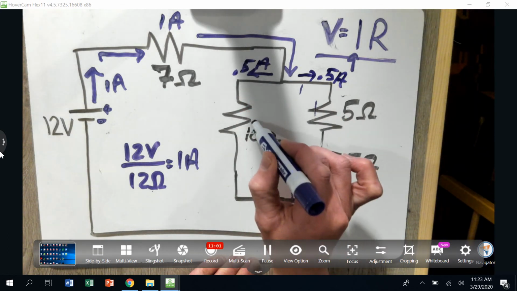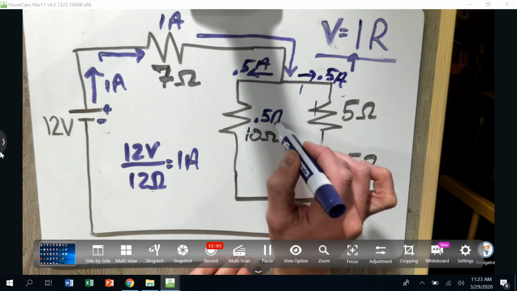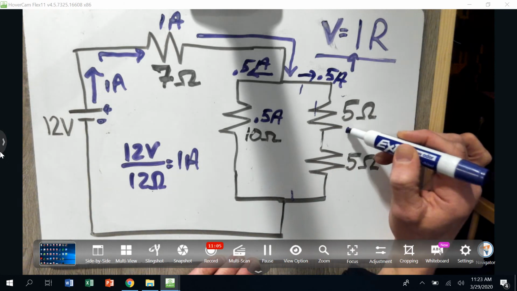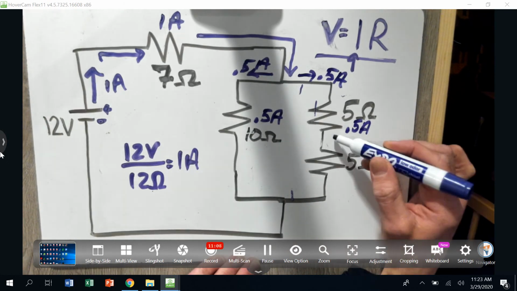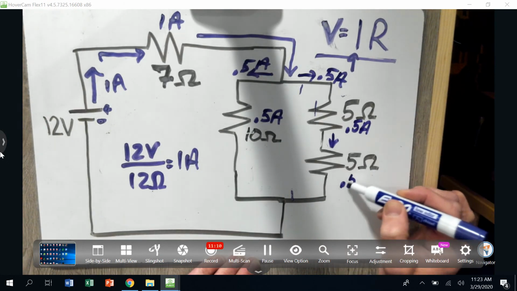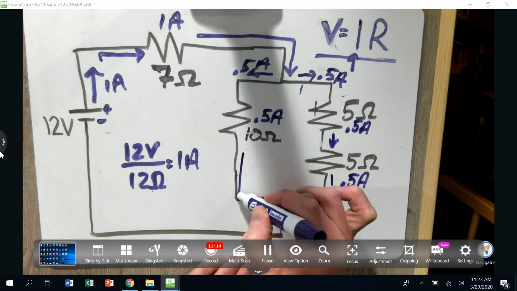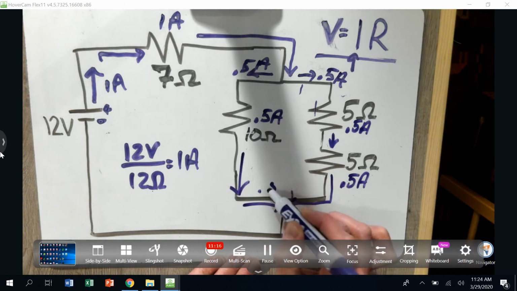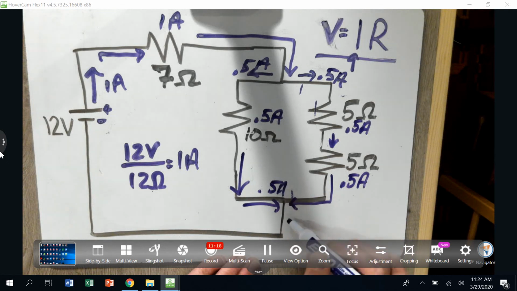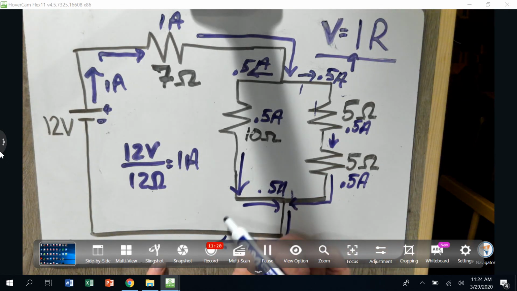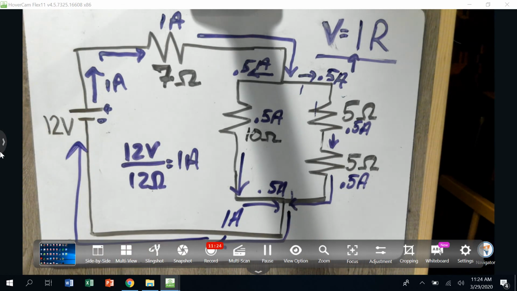So that means 0.5 amps goes through this resistor, 0.5 amps goes through this resistor, comes out of that resistor, 0.5 amps goes into this resistor and comes out of that resistor, and comes back together. The 0.5 from this side and the 0.5 from that side come back together to make 1 amp returning all the way back to the battery. Everything has to work out.